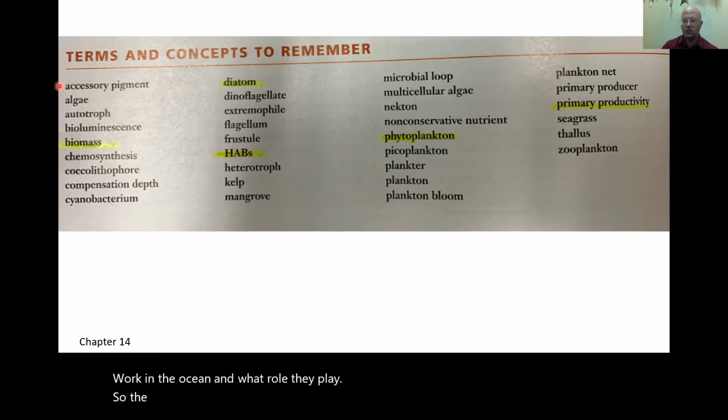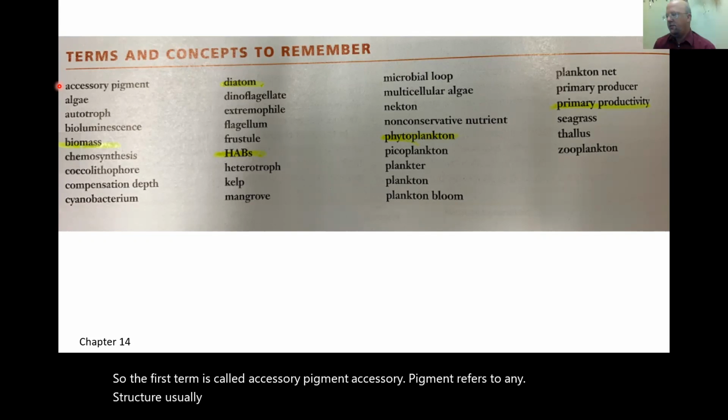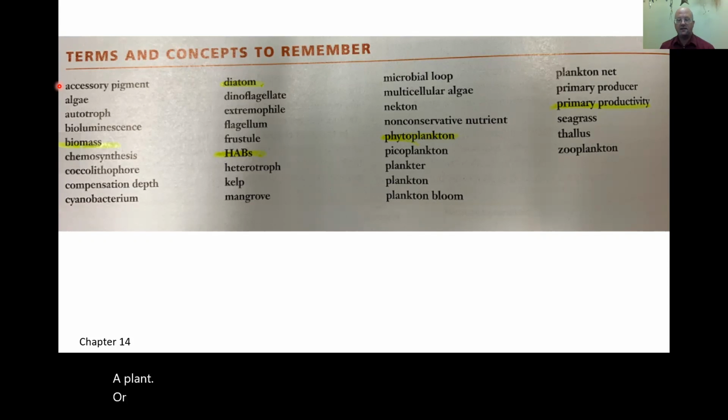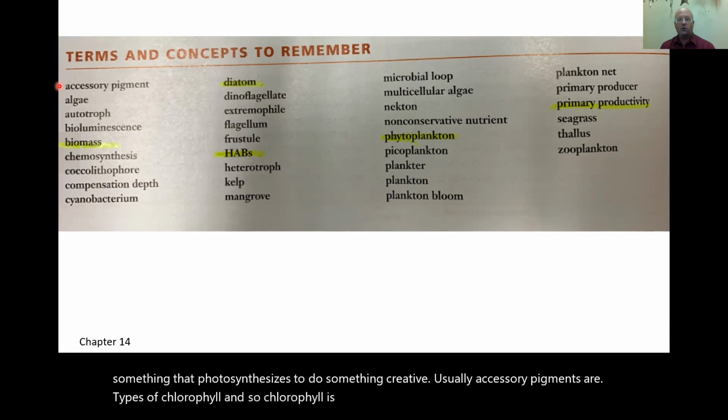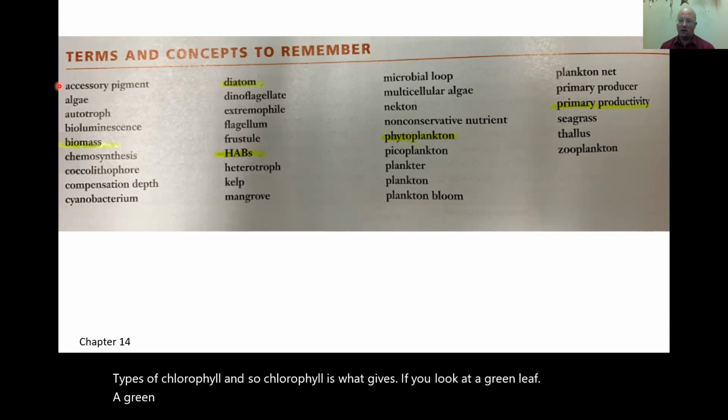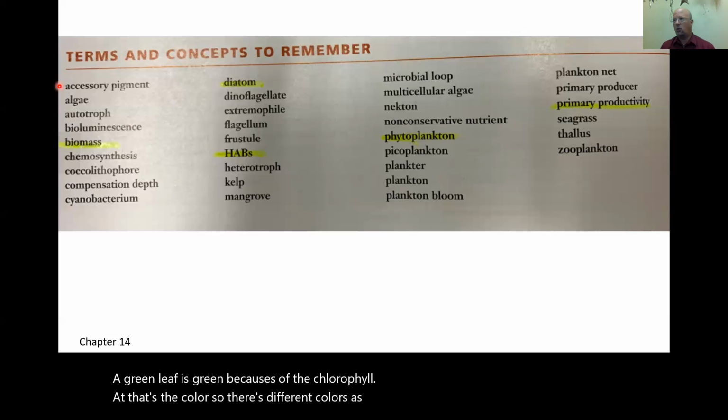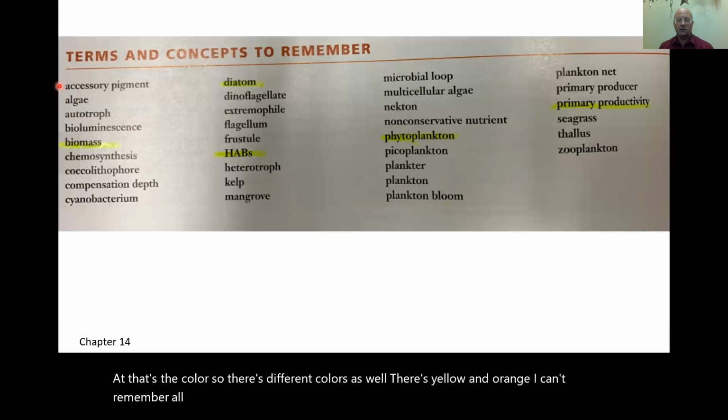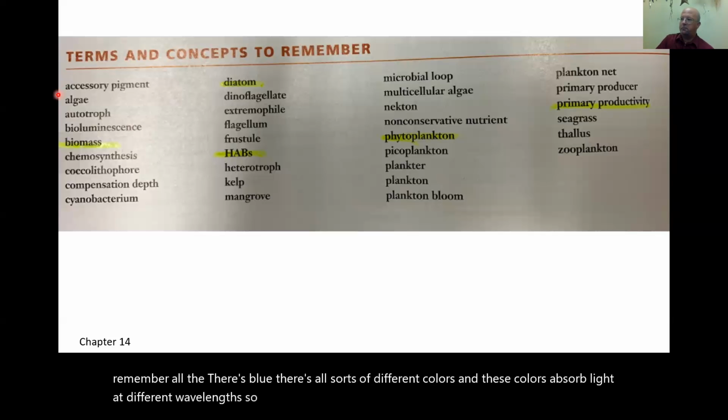So the first term is called accessory pigment. Accessory pigment refers to any additional structure, usually pigment, that allows a plant or something that photosynthesizes to do something creative. Usually accessory pigments are types of chlorophyll. A green leaf is green because of the chlorophyll. That's the color. There are different colors as well: yellow and orange, I can't remember, there's blue. There are all sorts of different colors, and these colors absorb light at different wavelengths. So we'll talk a lot more about accessory pigments.